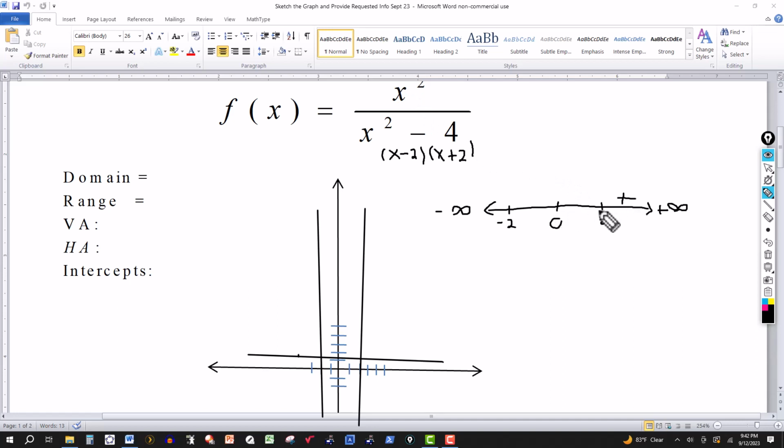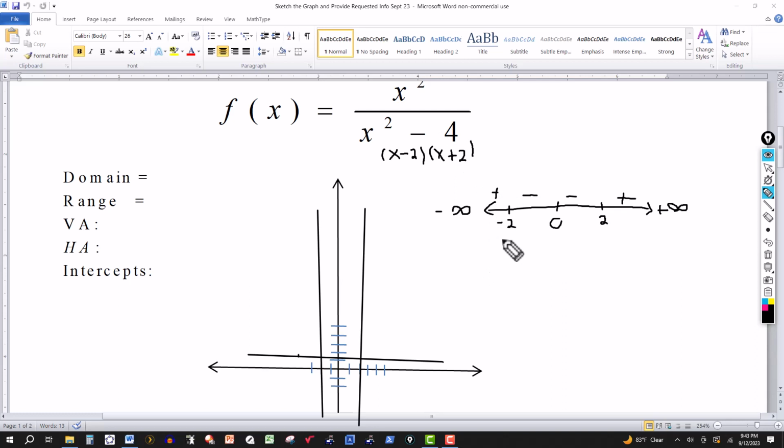Between 0 and 2, I want to pick 1. 1 minus 2 is negative, times the 1 plus 2, that's positive. So it's negative in the bottom. The numerator is always positive, so this will be negative here. Pick a -1 to the left of 0. This is my negative. To the left of the -2, let's pick a -3. -3 squared is 9 minus 4. That's a positive, so in here it's a positive.